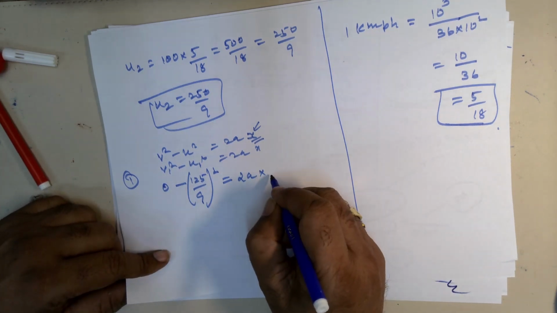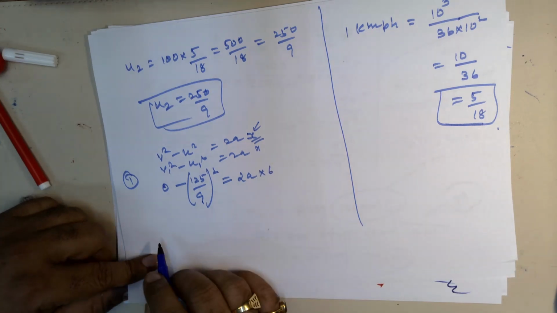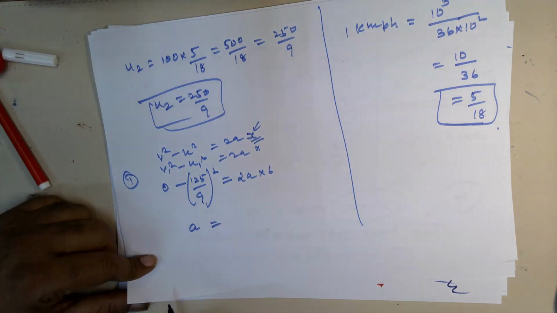So what is that? 6 meter. Okay, now obtain the A value.